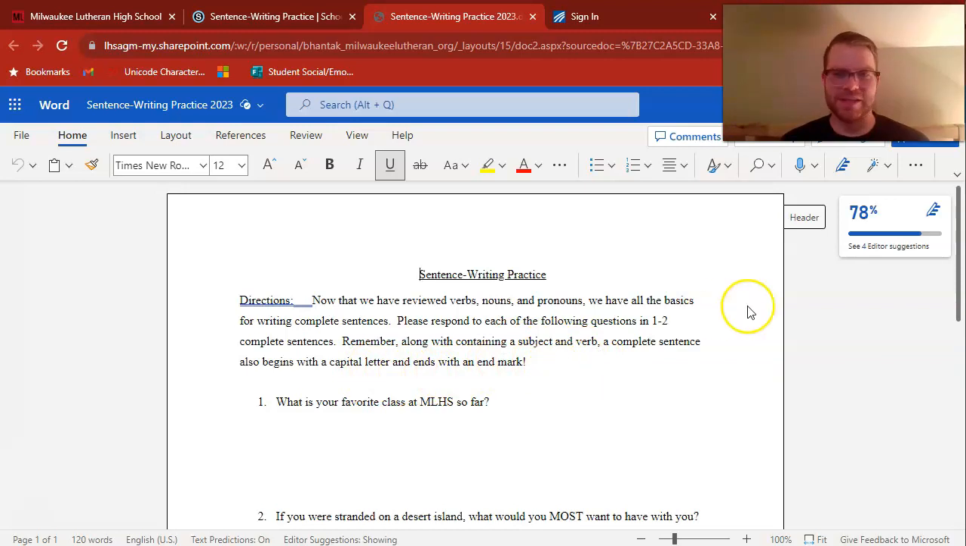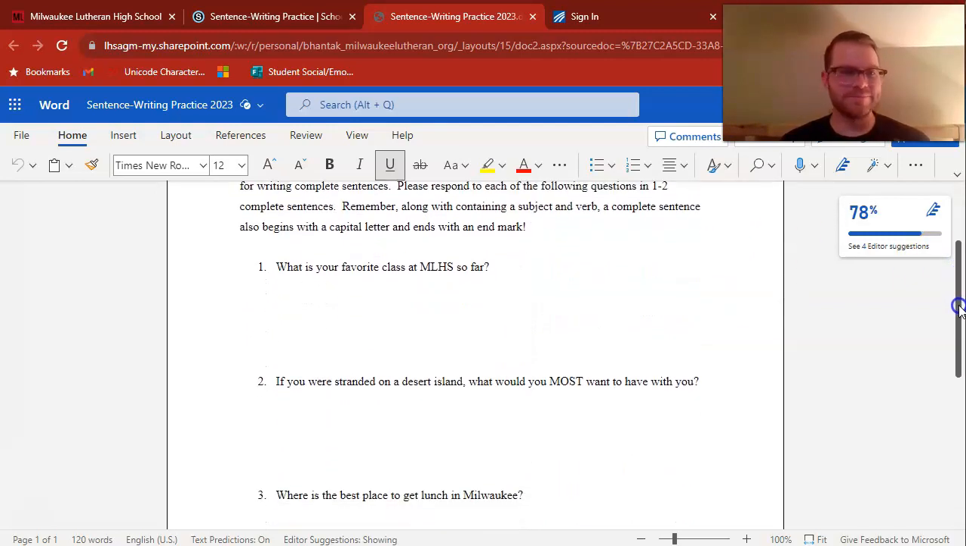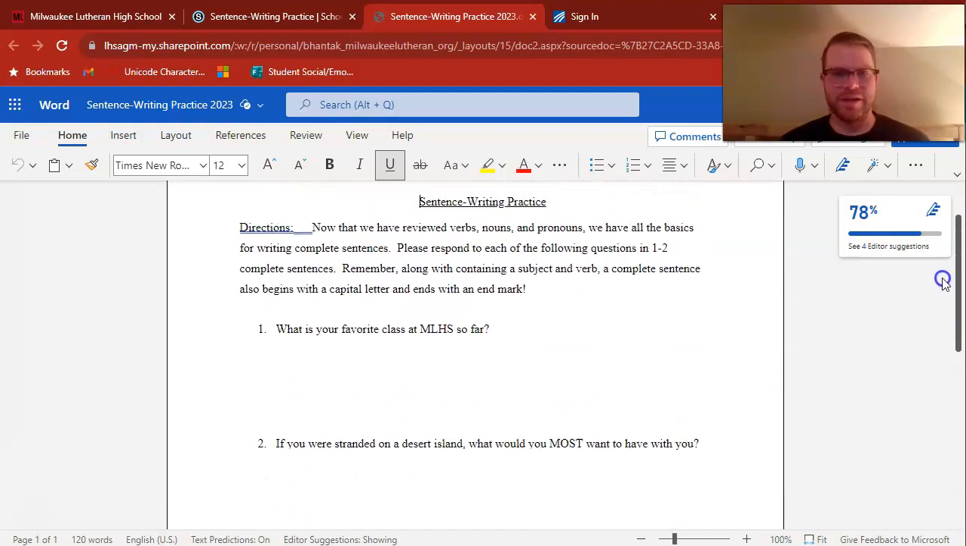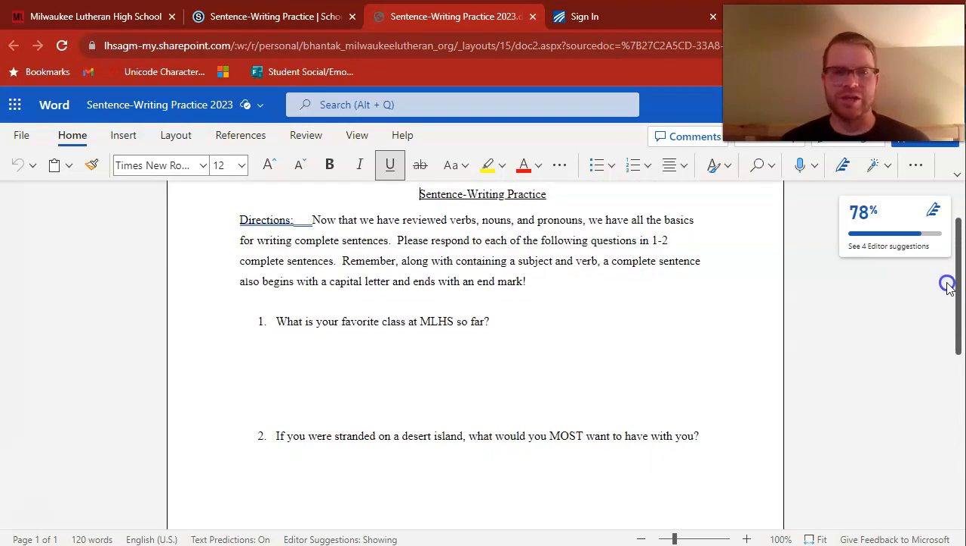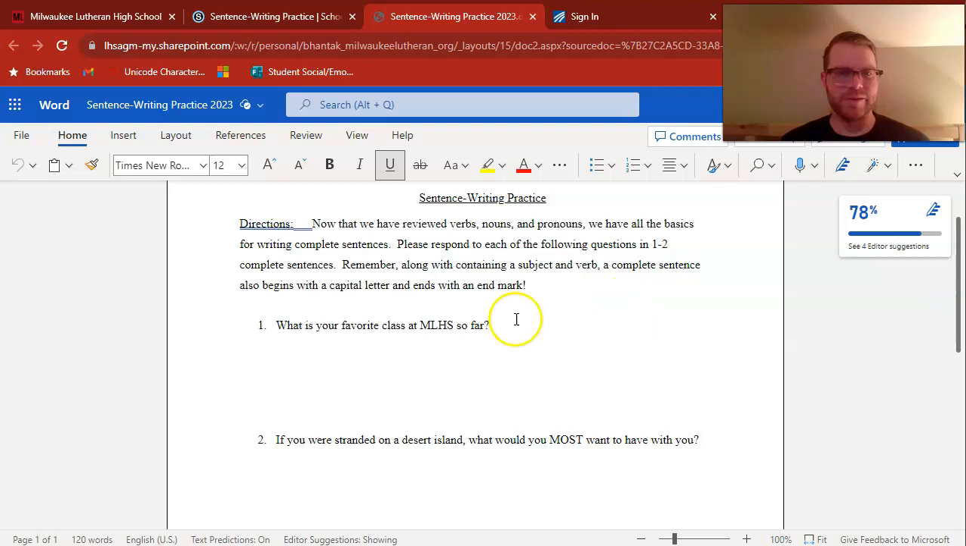And ending with end marks like periods or question marks. These should probably all be periods. The 5 questions should be 5, yep. I'm grading each of these maybe out of 2 points, just checking for things like capitalization and end marks. Again, no right or wrong answers really.